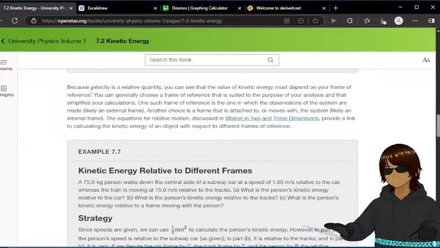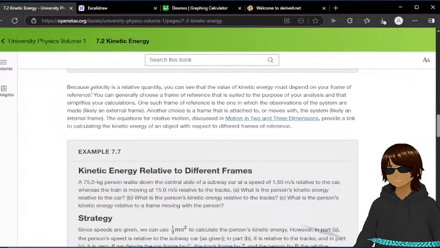Because velocity is a relative quantity, you can see that the value of the kinetic energy must depend on your frame of reference. You can generally choose a frame of reference that is suited to the purpose of your analysis and that simplifies your calculations. One such frame of reference is the one in which the observations of the system are made. Another choice is a frame that is attached to or moves with the system, likely an internal frame. The equations of relative motion discussed in this.